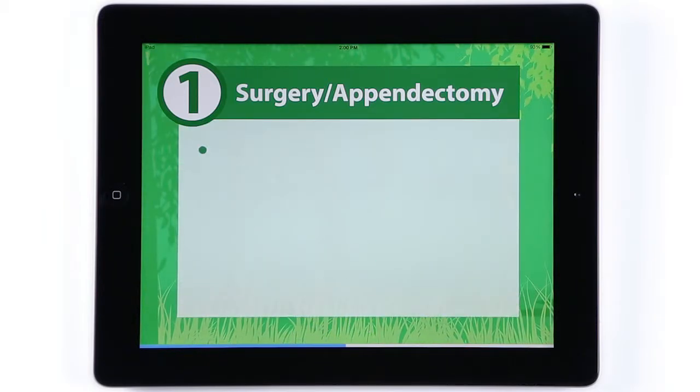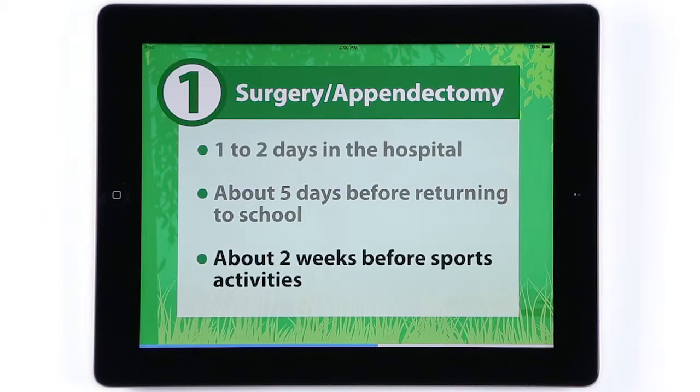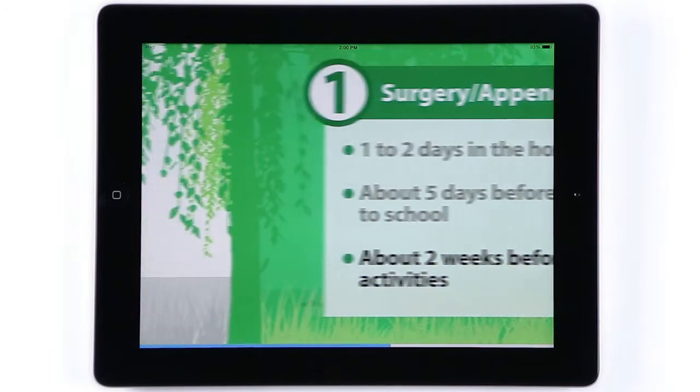Usually with surgery, patients stay in the hospital 1 to 2 days. Recovery at home takes about 5 days before your child returns to school. Typically, it takes about 2 weeks before your child will return to all activities, including sports.